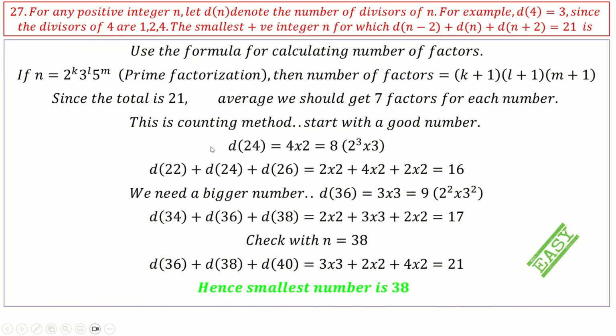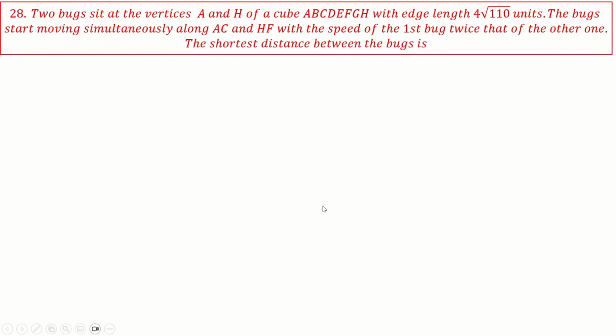Next. Two bugs sit at the vertices A and H of a cube ABCDEFGH with edge length 4 square root of 110 units. The bugs start moving simultaneously along AC and HF with the speed of the first bug twice that of the other one. The shortest distance between the bugs is.